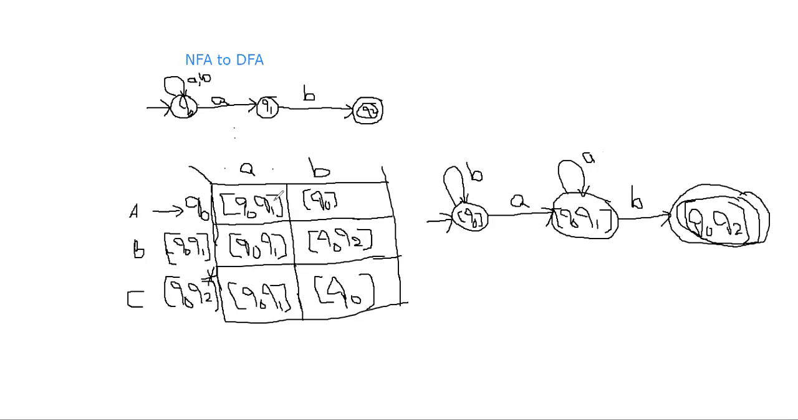What is Q0 Q2 on A? Q0 Q2 on A is Q0 Q1, like this. What is Q0 Q2 on B? Q0 Q2 on B is Q0, like this. Connect the symbols, the connections. Now this is the B transition.